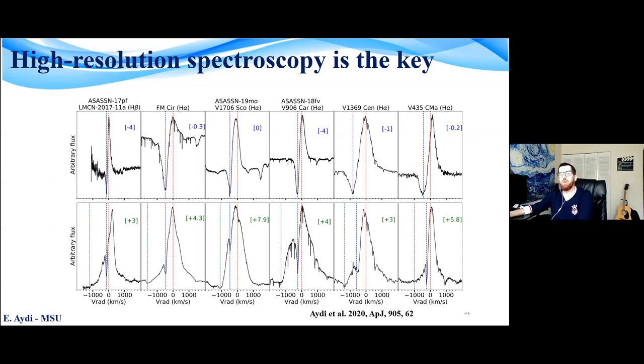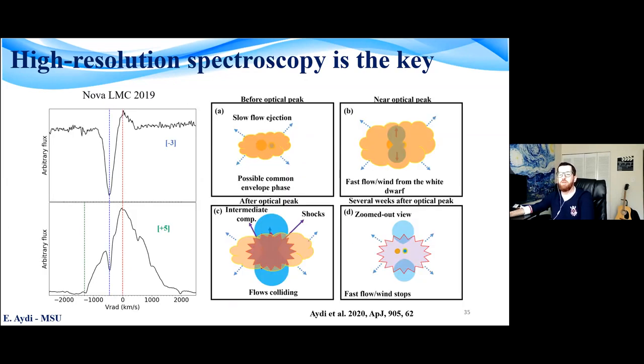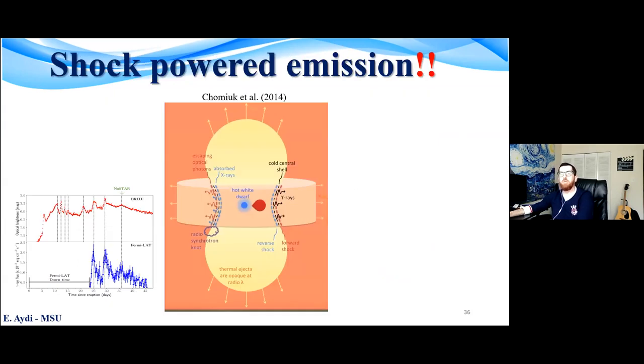Now, some of you might ask why the fast component always appears around the optical peak. Well, maybe because the interaction between the fast flow and the slow flow is what is driving the optical peak. And now we have a great deal of evidence that shocks could indeed power a large fraction of the optical emission of novae.